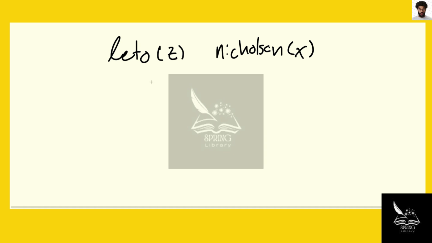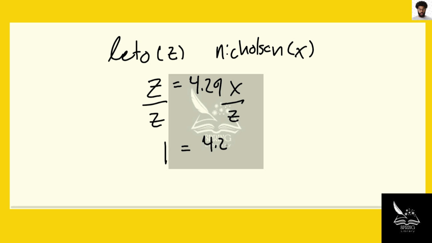Okay, and one Leto is equal to 4.29 nicholsons. Now, what that tells me when it comes to unit analysis is that if we divide both sides of this by one leto, we get this, that 1 is equal to 4.29 nicholsons over letos.